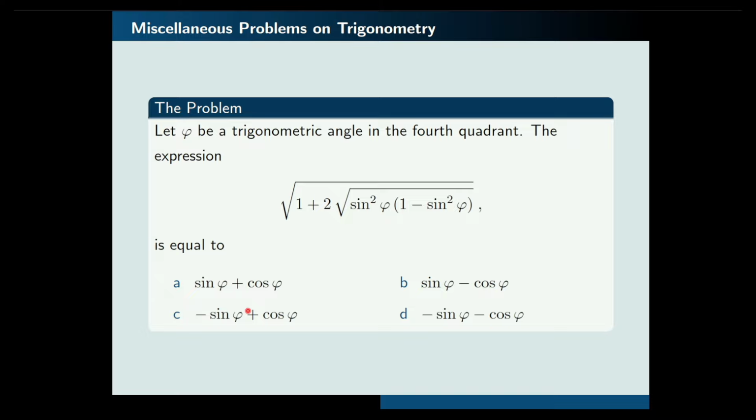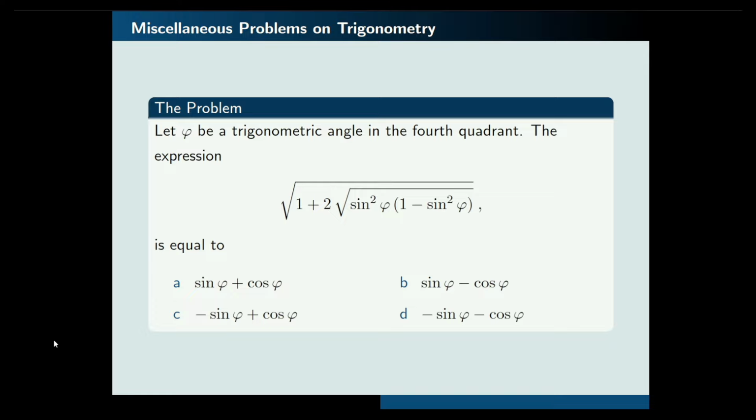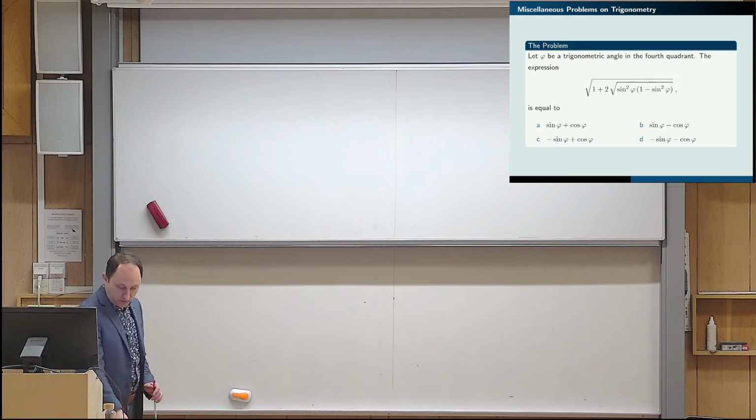It would be a good idea if you pause the video at this point and try to solve the problem yourself first. If you do the problem correctly and understand the point of this problem, you will get the correct answer to be option C, which is minus sine phi plus cosine phi. Okay, now let us go to the board and solve this problem together.